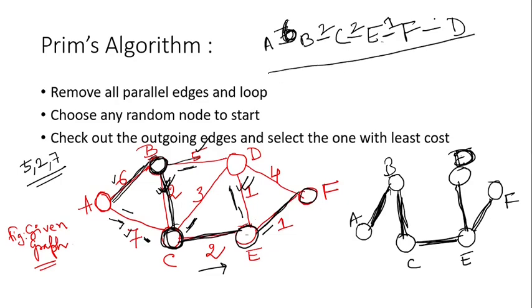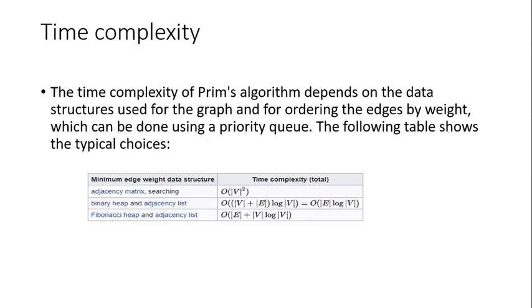Okay, so this is EF. EF is 1, and EDF. EF is 1, and EF and ED, whatever. So D also you have to write here, so you can write it ED. ED is also 1. Okay. Time complexity I have already discussed.